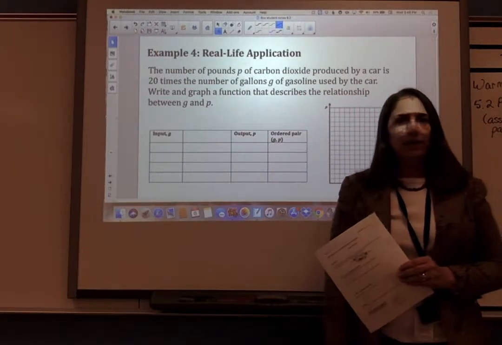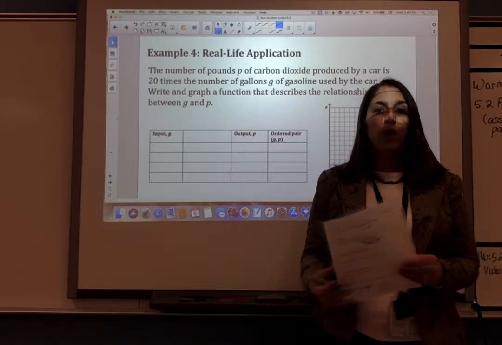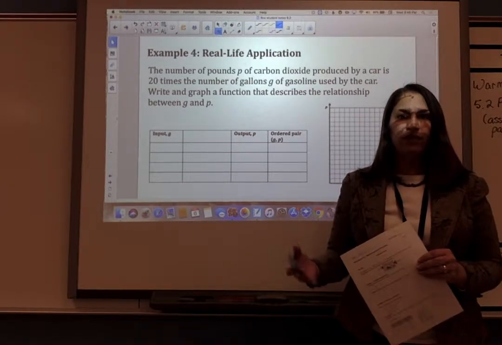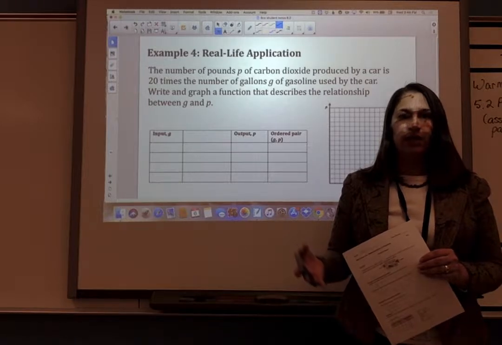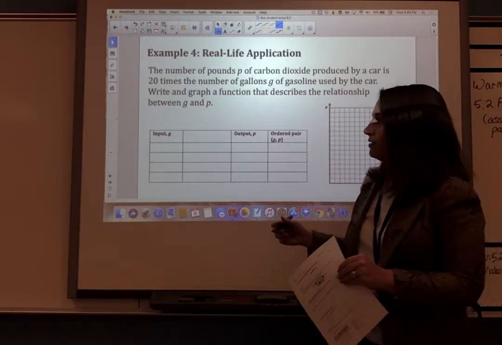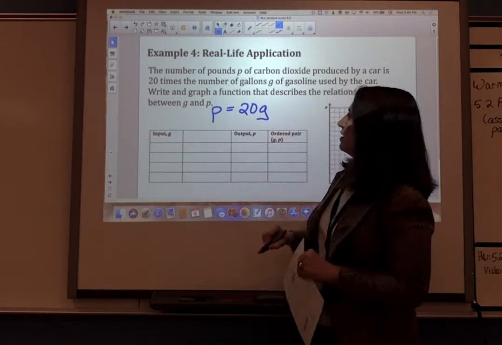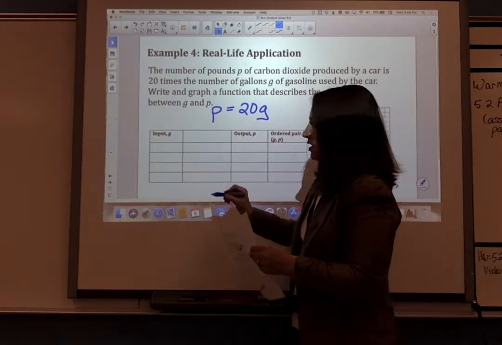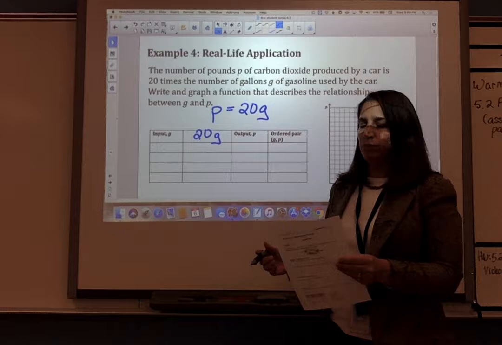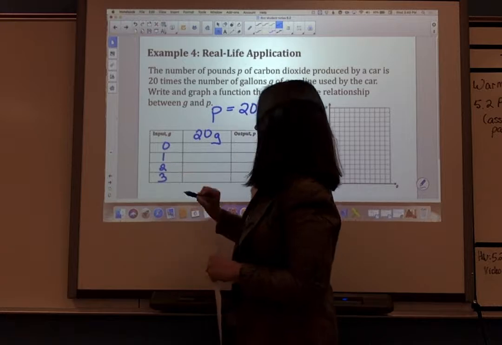And here we have a real-life application. The number of pounds of carbon dioxide produced by a car is 20 times the number of gallons of gasoline used by the car. Write a function that describes the relationship between G and P. So we see that the pounds, or P, is equal to 20 times the number of gallons. Okay, so that's going to be our function, P equals 20G.